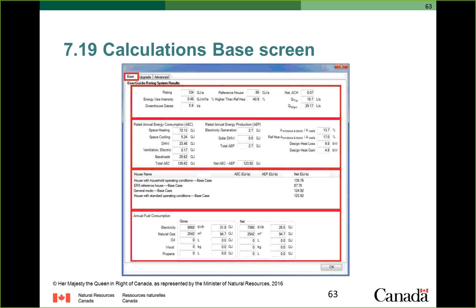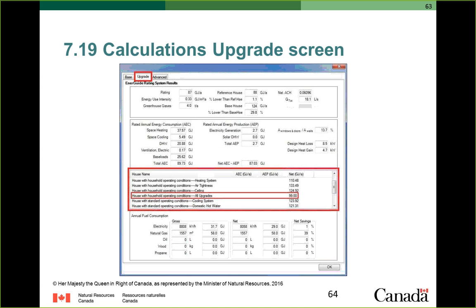At the top left of the screen, there are 3 tabs. Clicking on the Upgrade tab reveals a screen almost identical to the base screen, with values representing the upgrade case of the HOT2000 file. Notice in the third section that upgrade runs have been performed for the house with household operating conditions and for the house with standard operating conditions. For each run type, there is an estimated net gigajoules per year consumption by individual upgrade and collectively.